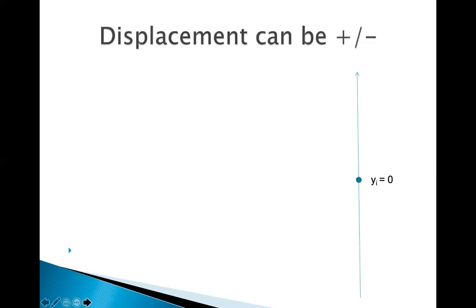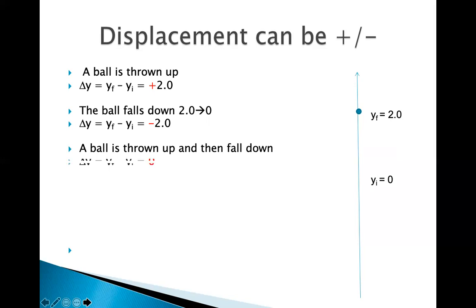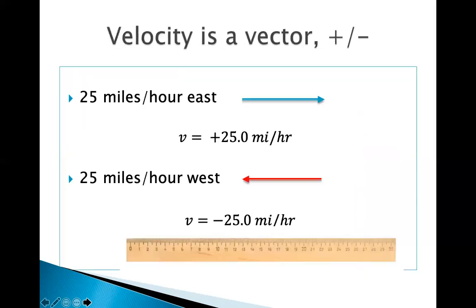Displacement can be positive, negative, because it is a vector. So if an object moves upwards, the ball is thrown up, the displacement is positive 2. If a ball falls down, the displacement is negative 2. If a ball goes right up and then falls right down again to the original position, then the total displacement is 0. So this is what we mean. Displacement is a vector. It can be positive, can be negative, can be 0.